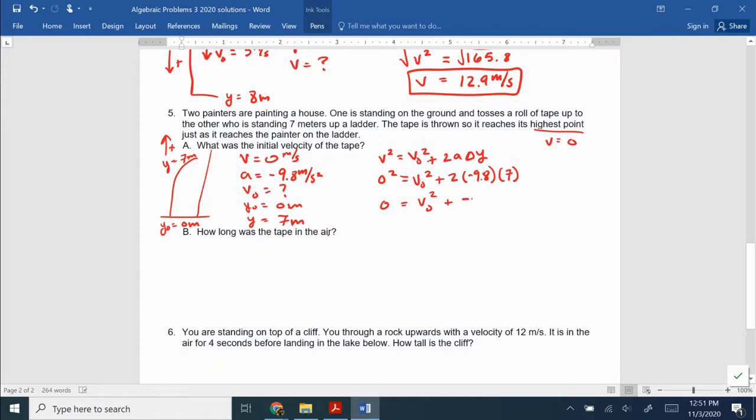It's going to give me a negative 137.2. Add that to the other side. So 137.2 is equal to v naught squared. Square root both sides. v naught is equal to the square root of 137, and you should get 11.7 meters per second.